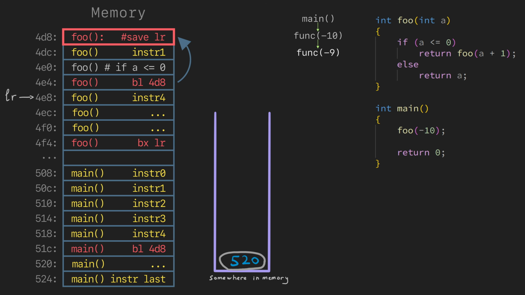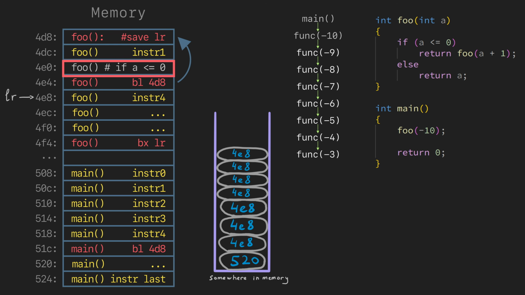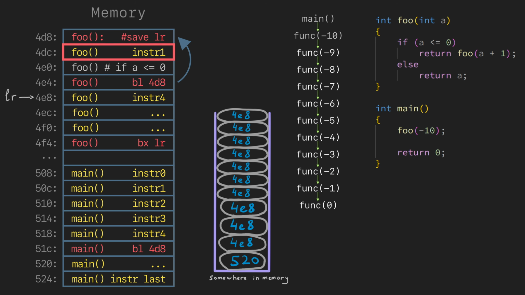We jump again to the first instruction of foo, which is save LR. This time, let's not overwrite the old return address. We don't want to lose it. Instead, let's save the new one upon the old one. Or in other words, we are stacking addresses on top of each other. Let's proceed. Each time we jump to the first instruction of the foo function, one more return address appears on the top. The recursive loop ends when the argument becomes 0. This time the if statement is false, and we go to the return code path.